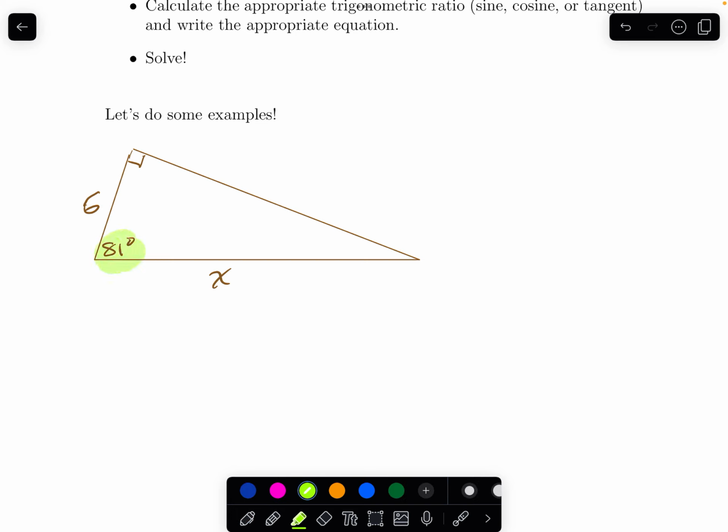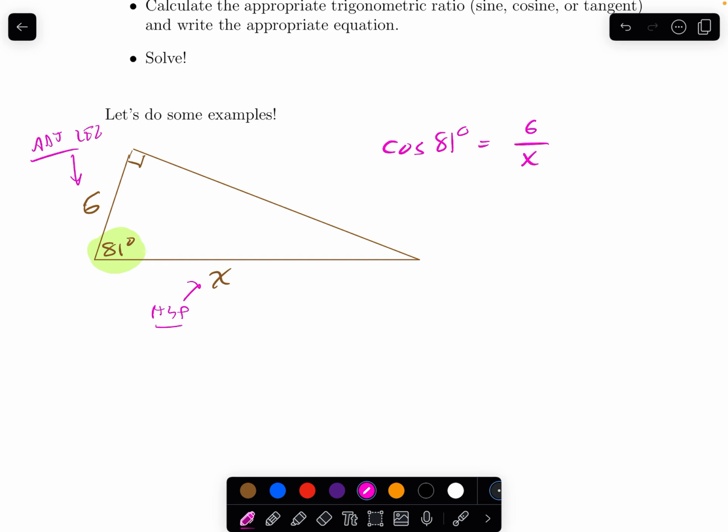So from the point of view of the 81-degree angle, this is the adjacent leg. This is the hypotenuse. So we ask ourselves, which one uses adjacent and hypotenuse? Which one uses A and H? So SOHCAHTOA, it would be cosine. So cosine of 81 degrees would be 6 over x.